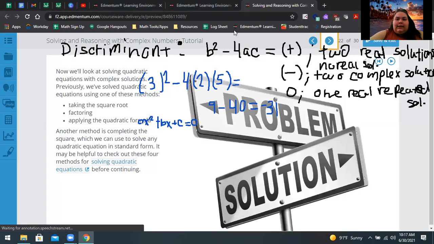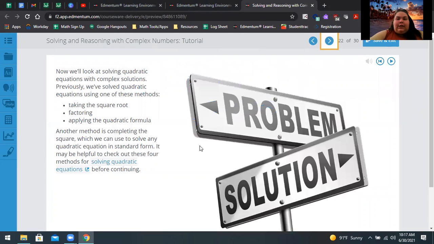Moving on to slide 22. Everything that I had on screen, you should have already taken down into your notes. Make sure you put a key note that it says, this tells me how many solutions or type of solutions I have. It does not tell me what they are. Now we'll be looking at solving quadratic equations with complex solutions. In some cases we'll be taking the square root, we might be factoring, or we might be applying the quadratic formula. All those methods that we saw previously in other tutorials, we're going to apply them here.